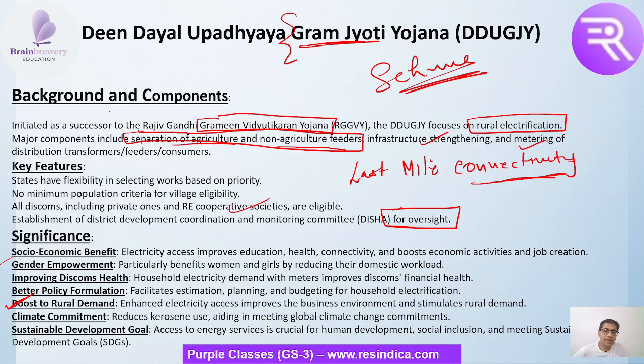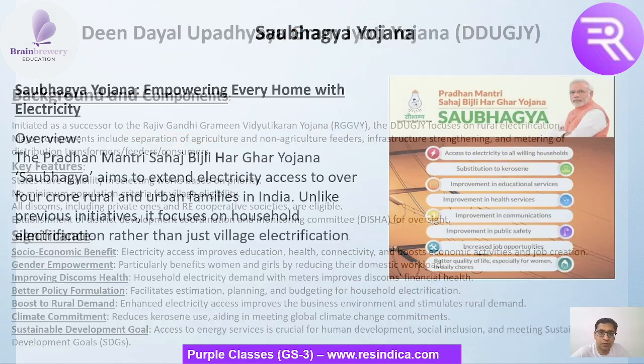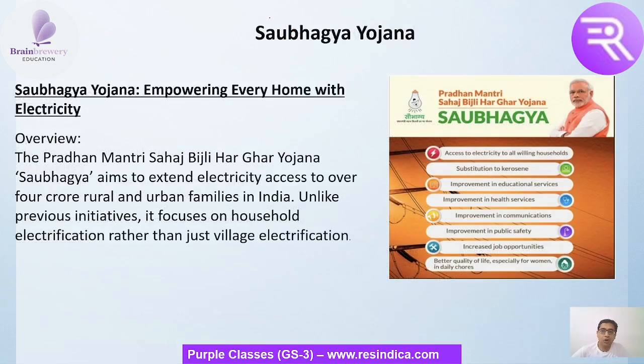So automatically a single source, that is electricity, will be able to provide so much benefit in all these areas. Okay, so this is Prime Minister Deen Dayal Upadhyay Gram Jyoti Yojana. Then we have a Saubhagya Yojana. Okay, empowering every home with electricity.